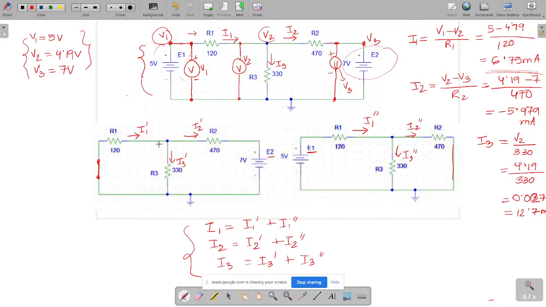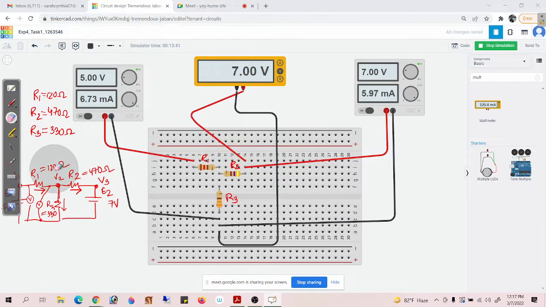Okay, now for this second circuit, or we can call it step 2, we have to again solve V1, V2, and V3. Then after finding the values of V1, V2, and V3, we will be able to find I1 prime, I2 prime, and I3 prime. So let me show you. If I deactivate E1, that is, replace it with a short circuit, let me go back to Tinkercad and draw the circuit over here.